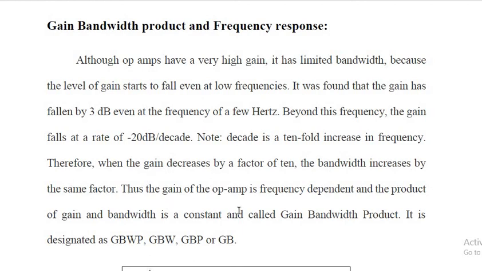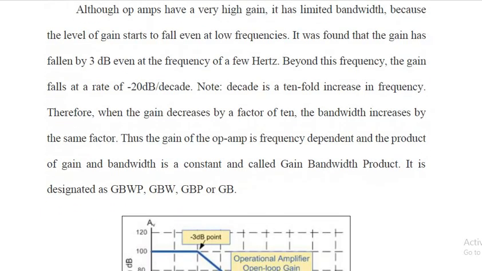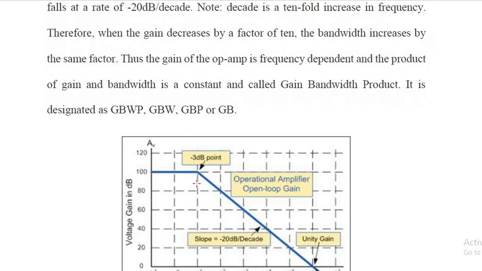Thus, the gain of the op-amp is frequency dependent, and the product of gain and bandwidth is a constant called gain bandwidth product. It is designated as GBWP, that is gain bandwidth product, or we can also express it as GBW or GBP or GB. All are the same. If you see this graph, the gain has fallen by 3 decibel.